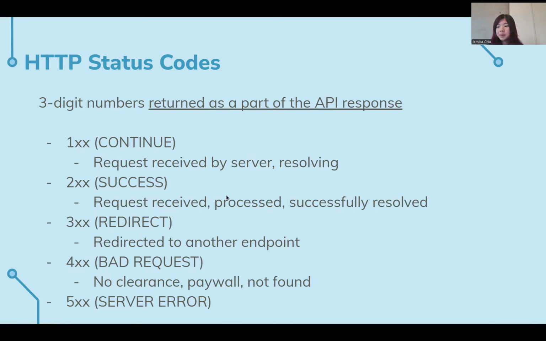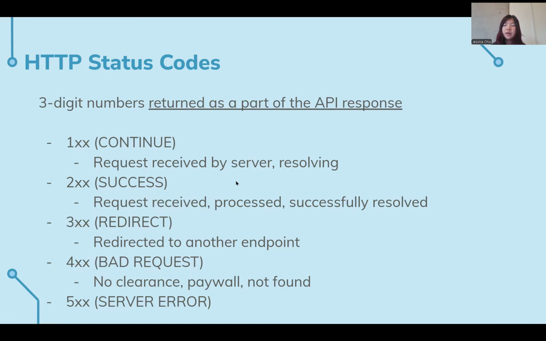Okay, another aspect we need to learn about are status codes. So these are basically three-digit numbers that are returned as a part of your API response. They tell you different things about if your request worked. So for example, if there's a one in front of the number, then that means that the request was received, but it's still being resolved. If there's a two, that means it was received, processed, and successfully resolved.